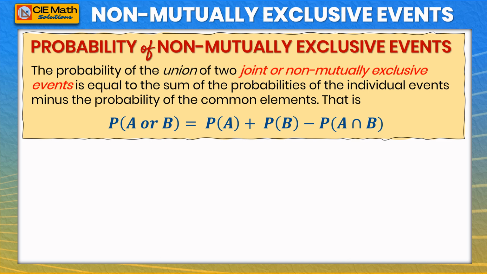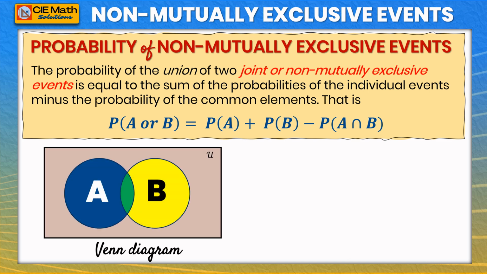If we take a look at the Venn diagram, we would see again that there are two circles that are connected to each other. So in this case, the probability of A plus the probability of B, and we need to subtract the probability of the common elements between them so that the total will not go beyond 1. Now to make it clearer, let's have an example.